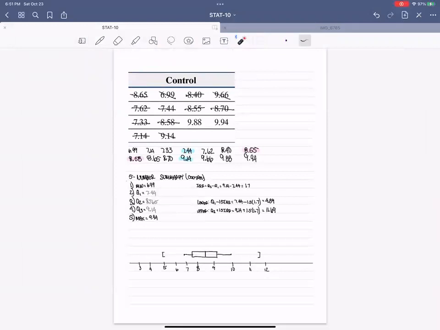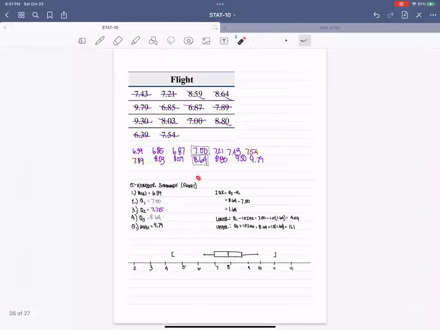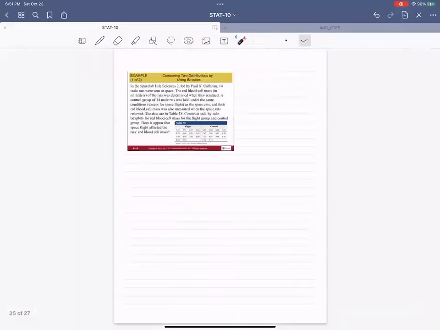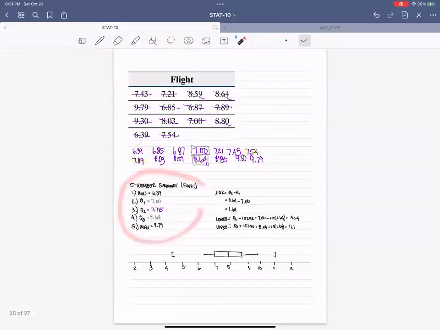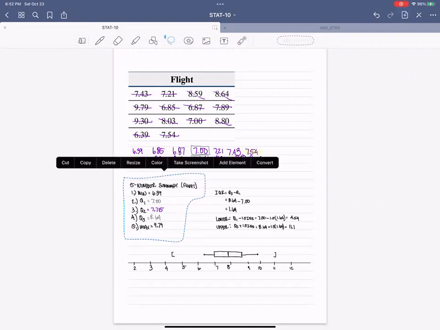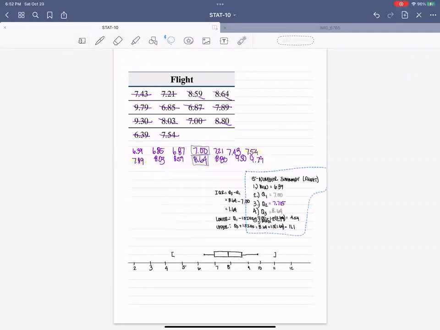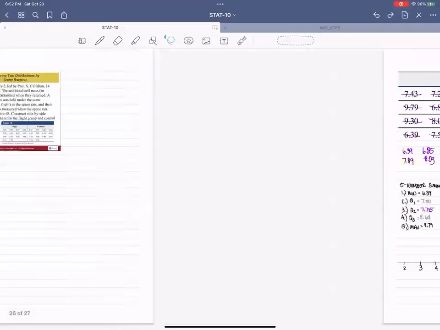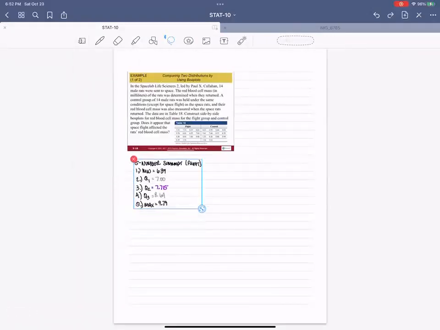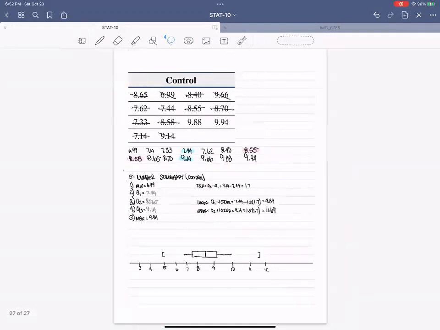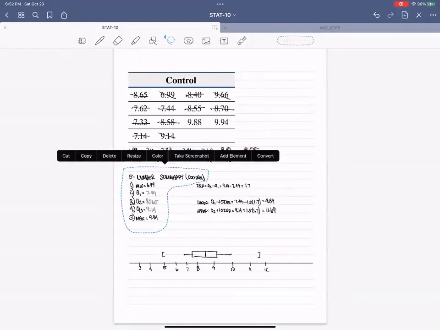Now we have to compare these two. So comparing this 5-number summary with this 5-number summary. And we're going to grab those two and take it to this page here. So let's copy this, and bring it over here. So that's a 5-number summary for the flight rats. And our 5-number summary for the control rats.